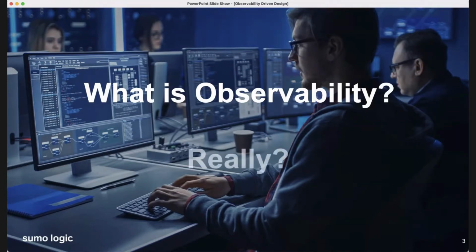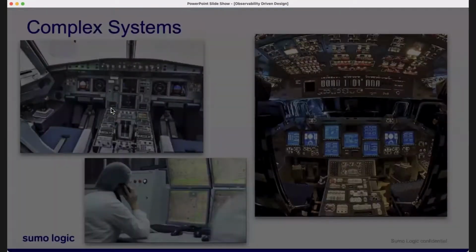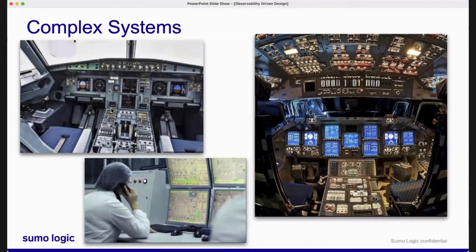So think for a moment about some of the following complex systems: an assembly line, a modern electric car with self-driving capability that comes off that assembly line, the space shuttle, a commercial airliner. What do all these complex systems have in common? Yes, they're observable, but what is it that makes them observable? How are they made to be the observable systems that they are today?